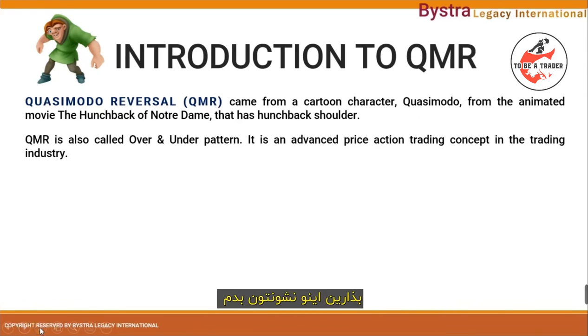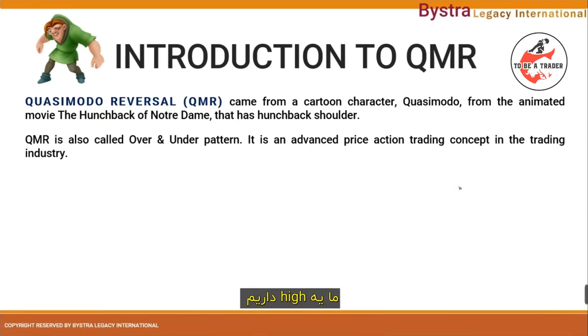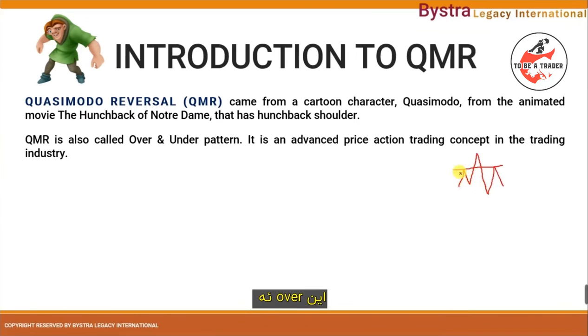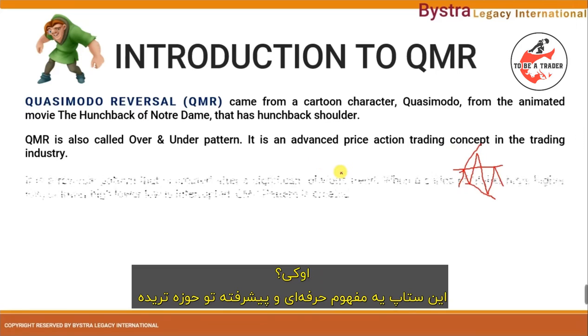So let me show you this. What is meant by over and under pattern? So we have the high, like this. So the over and under, this is how the pattern looks for Quasimodo. So this is the over and this is the under. Okay, so it is an advanced price action trading concept in the trading industry.